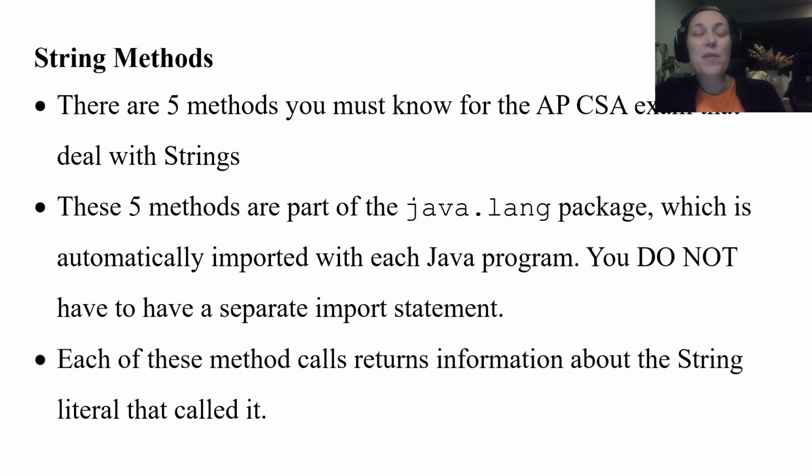Each of these methods that we're going to talk about returns information about the string literal that called it. So we've used methods before on objects, and we've used methods that are both void and non-void. They return stuff if they're non-void, and they don't return anything if they're void methods. All of the methods we're going to learn return something. Again, we use our reference variable to call on these methods, and they're going to return some information about whatever string called them.